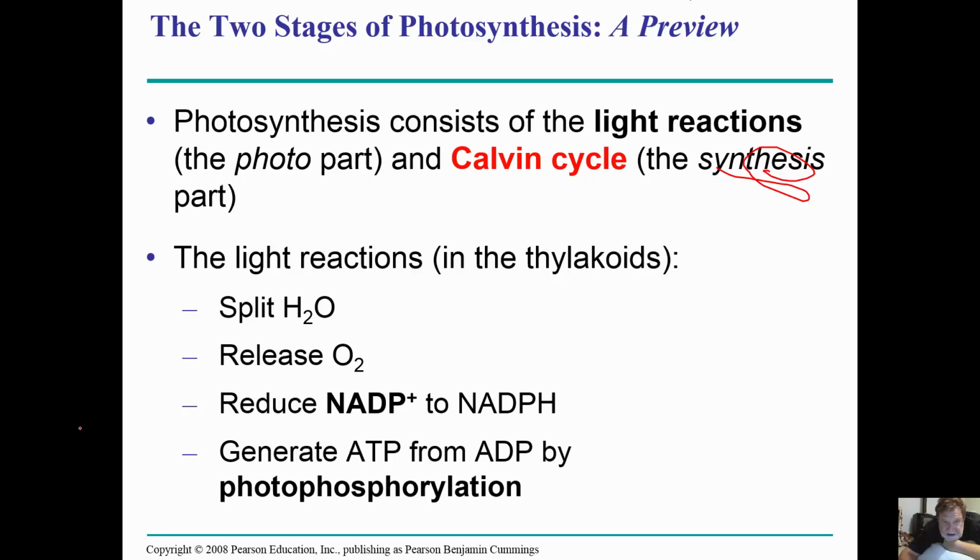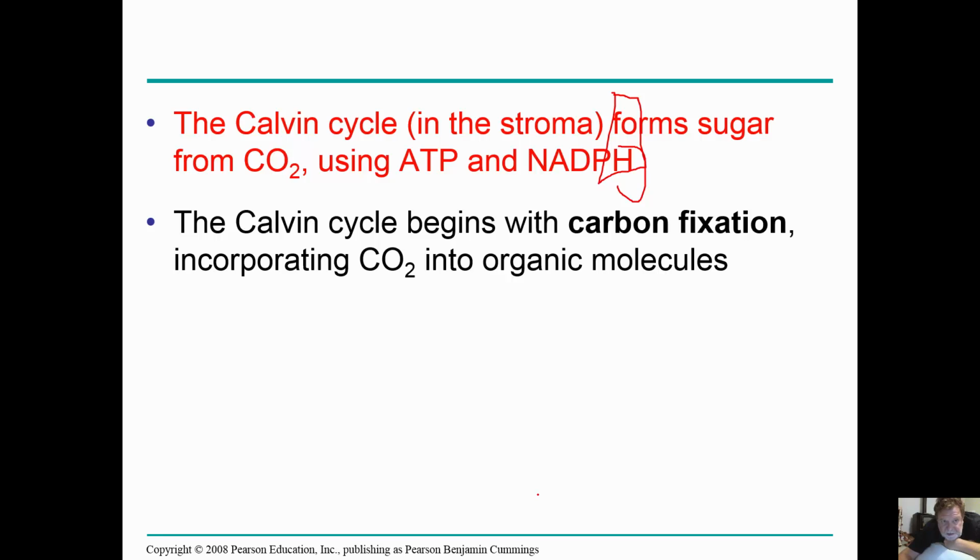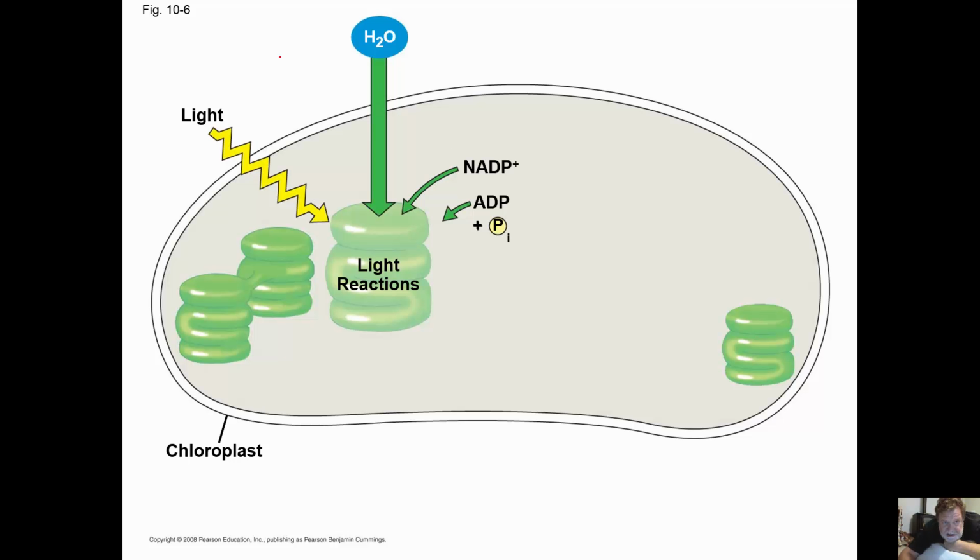Photosynthesis consists of light reactions and the Calvin cycle, which is the synthesis part of the photosynthesis. And the light reactions occur in the thylakoids, where we split water, we release oxygen from the water, we reduce NADP+, which is similar to NAD+, to NADPH, and we generate ATP from ADP by a process that we call photophosphorylation. The Calvin cycle, which occurs in the stroma, forms sugar from carbon dioxide by using the ATP and NADPH that's made during the light reaction.